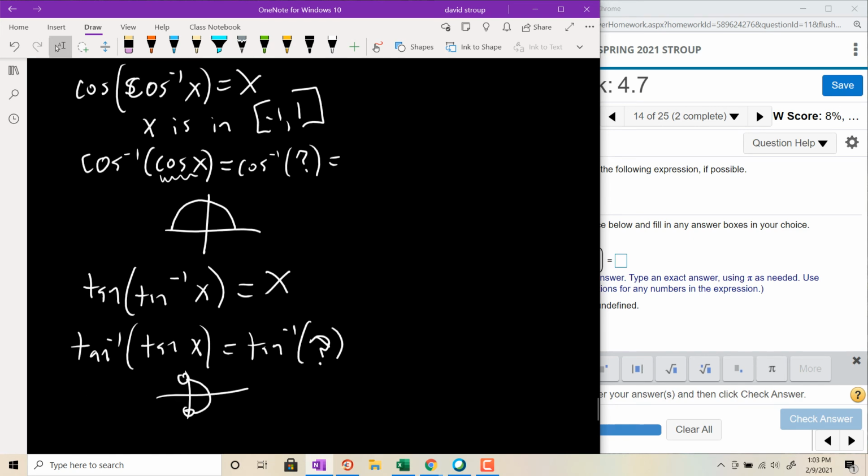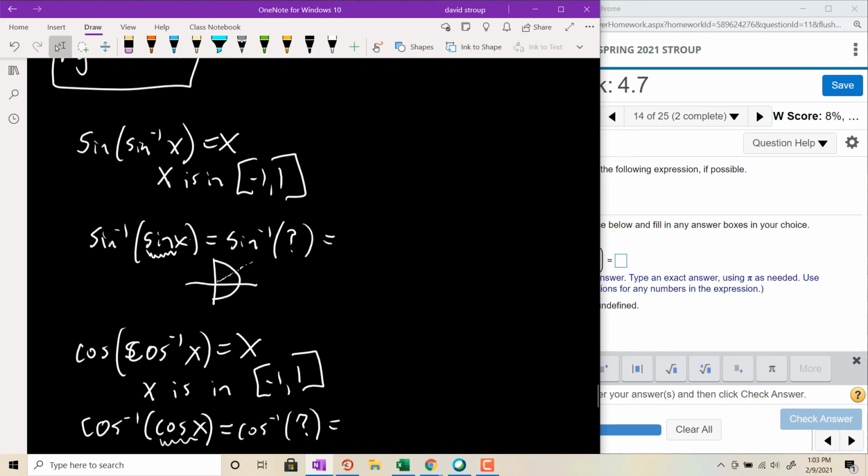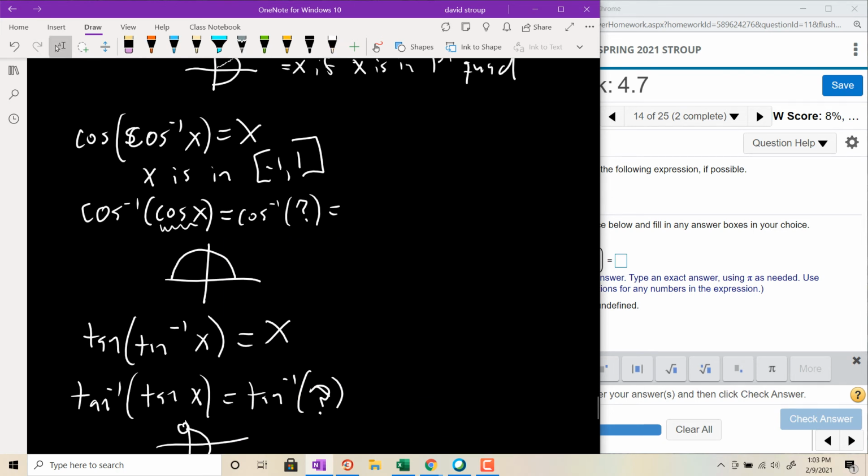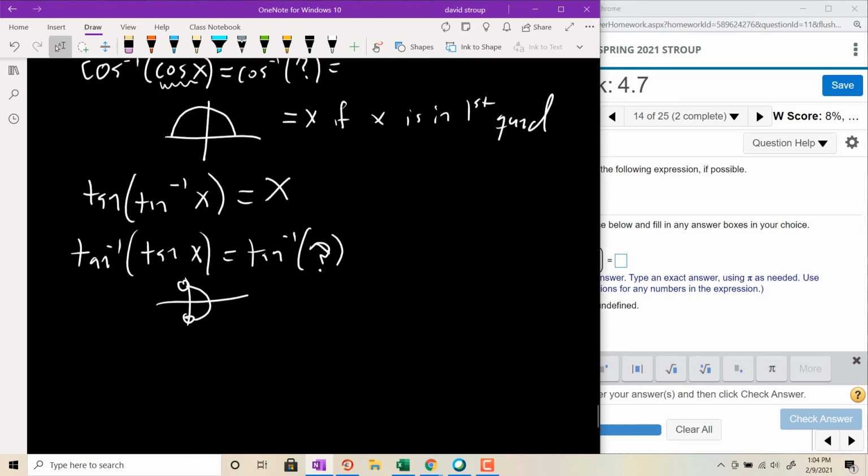Okay. So maybe we should say that sine inverse of sine x will equal x if this angle x is in the first quadrant. And that'll be the same for the rest of these as well. So cosine inverse of cosine x will equal x if x is in the first quadrant. This is getting ridiculous. And then down here, this will just equal x if x is in the first quadrant. Otherwise, you're going to have to do the piece by piece.